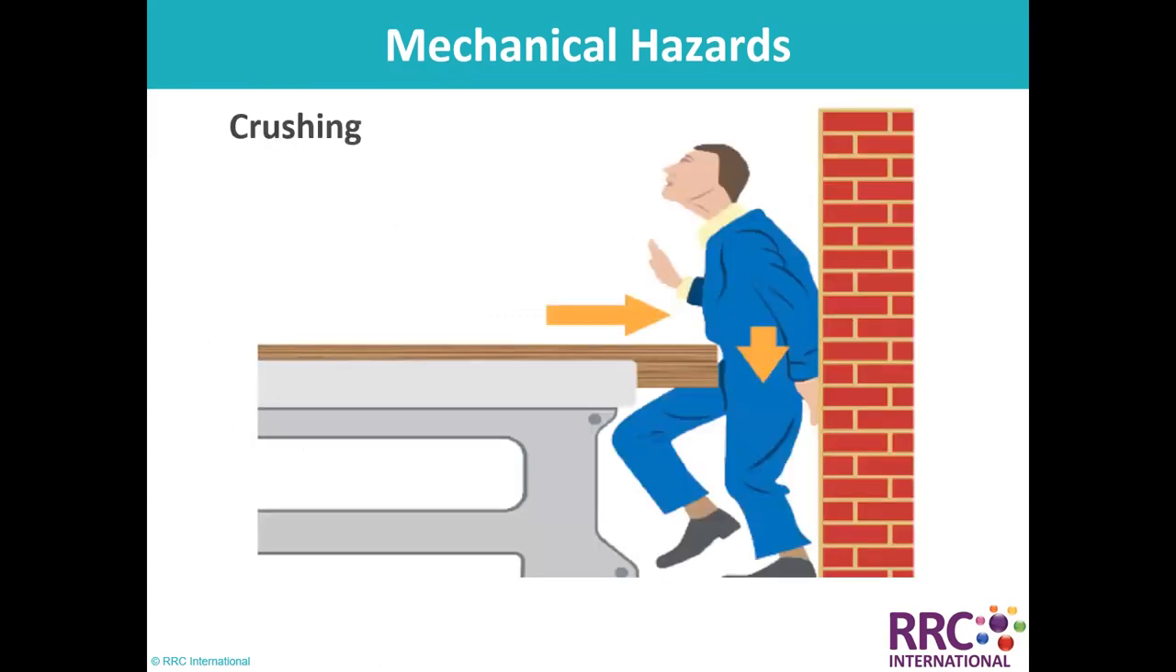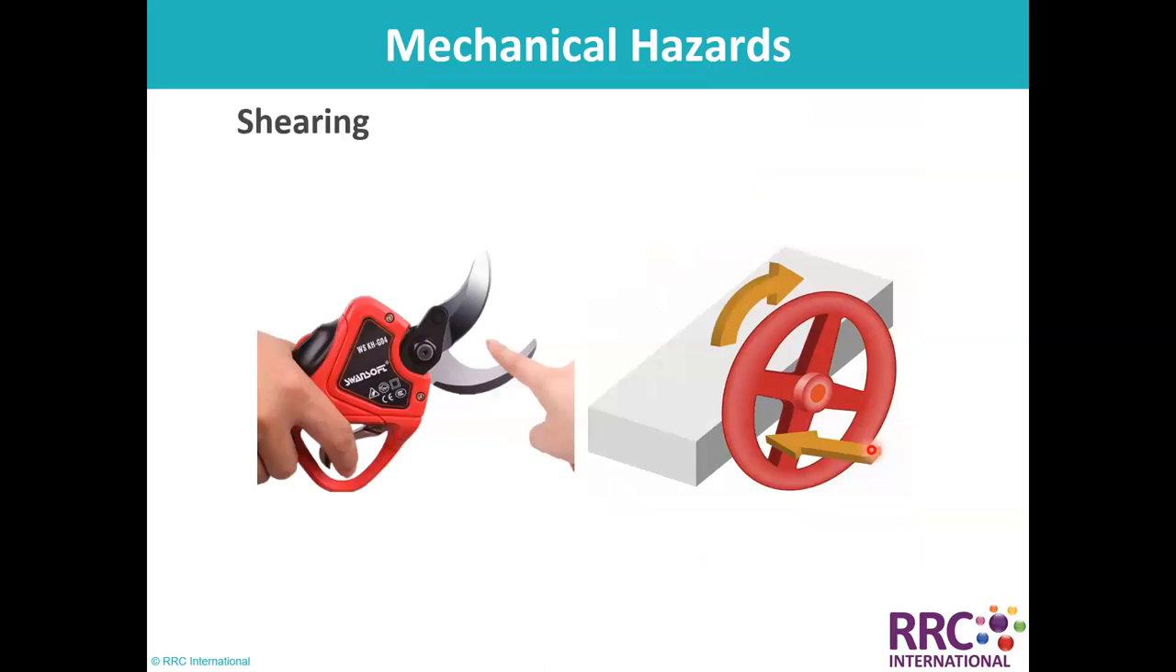What are these? First of all, crushing. I hope there is no need to explain the crushing. Okay, the picture is basically self-explaining. But in case you need, crushing is basically when the body is being trapped between two moving parts or one moving part and one fixed or stationary object. This is what we call crushing. Okay, our next hazard is shearing. Shearing is when any of your body parts comes in between two moving parts of the machine or one moving part and one fixed part, and it can get cut or amputated. We call it shearing.